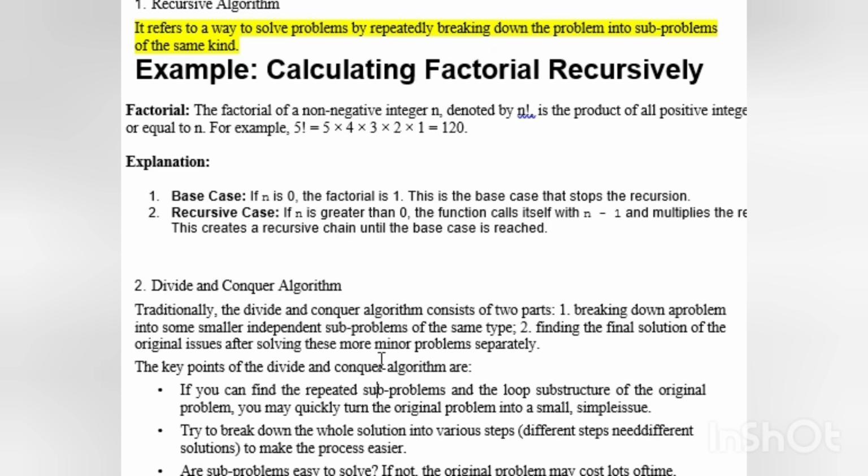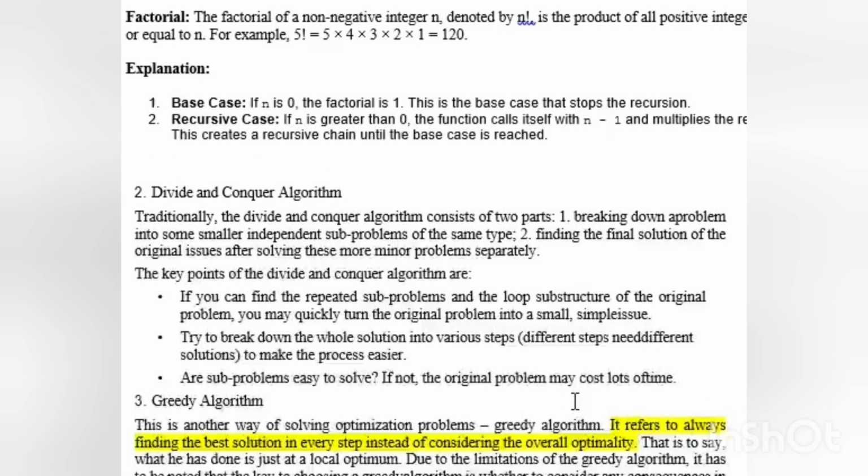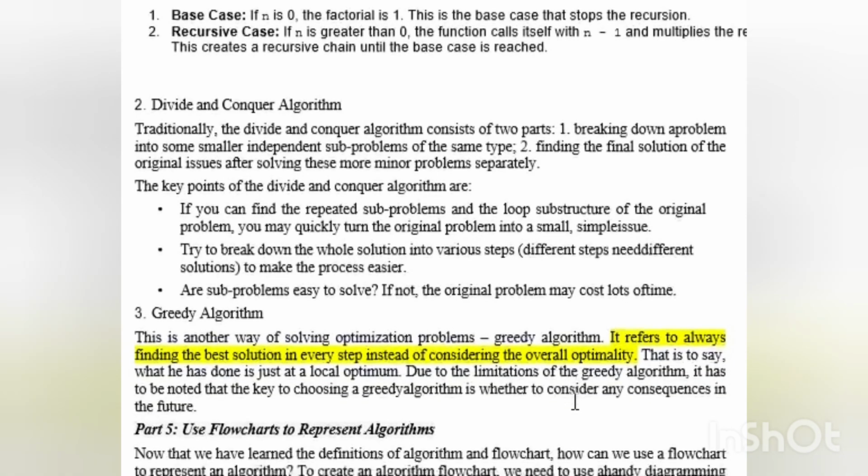Okay. Next we have divide and conquer. In case of divide and conquer, we find the best solutions by breaking down a problem into some smaller independent sub-problems of the same type. Second, we find the final solution of the original issue after solving these small problems.